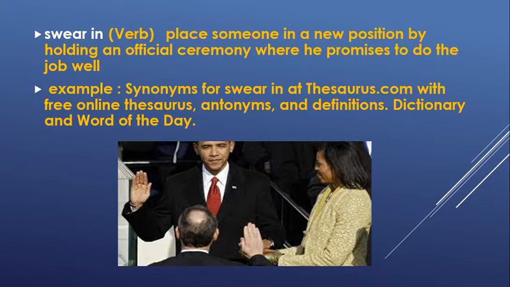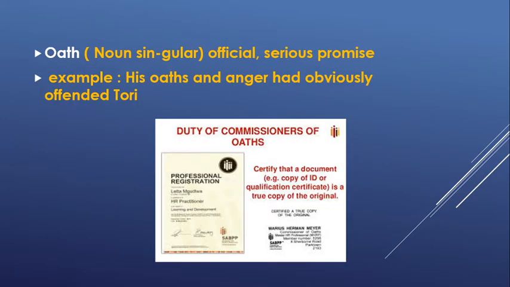And our second word is oath. O-A-T-H. An oath goes hand in hand with swear in, right? That's right. When you swear someone in, they make an oath. A promise, right? An official promise to carry out the duties of that job. Right, so they promise that they will do their job. Okay, great. So now let's listen to our dialogue for a first time.